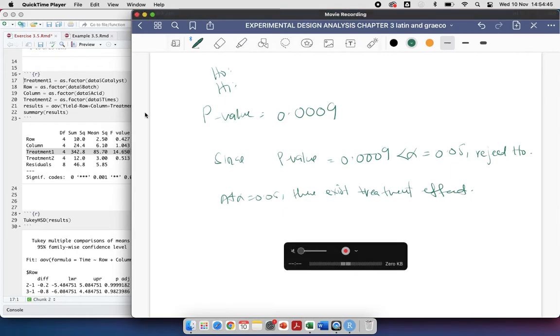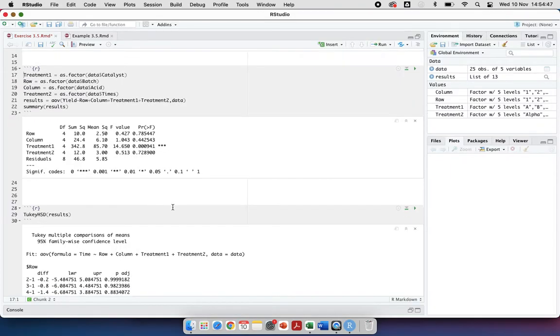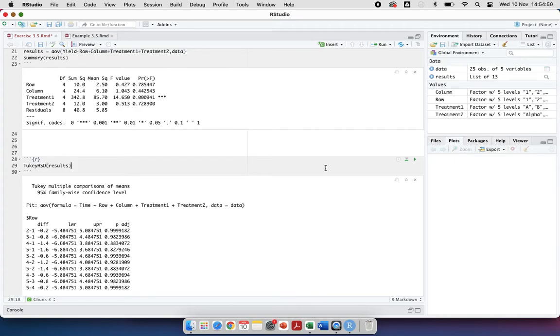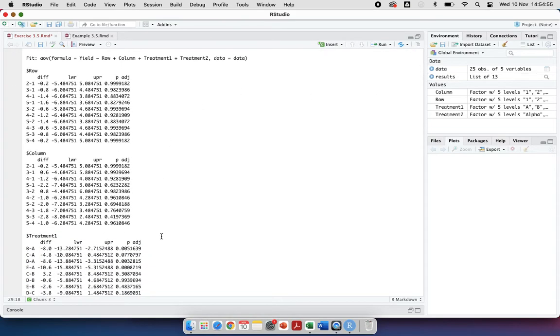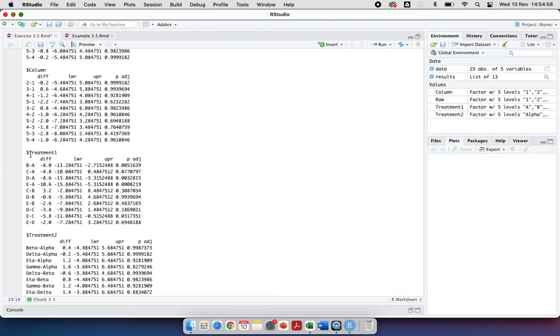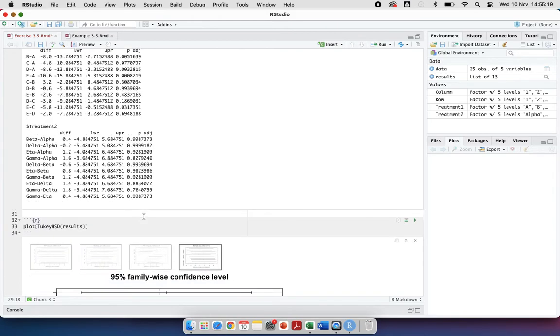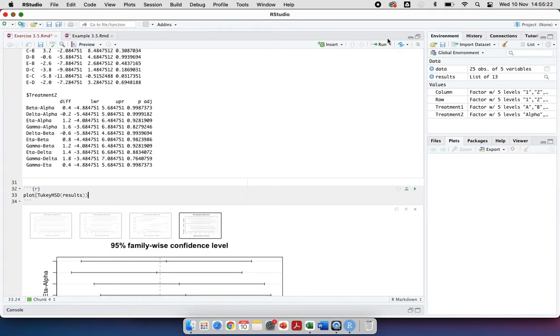So now kita test mana significant treatment tu. Okay, kita buat Tukey. Boleh juga guna LSD ataupun Scheffe. Saya guna Tukey, tengok treatment 1. Okay, tengok p-value yang less than 0.05. Okay, BA. And then DA. Lepas tu EA. So ada lagi di sini. EC pun juga significant.